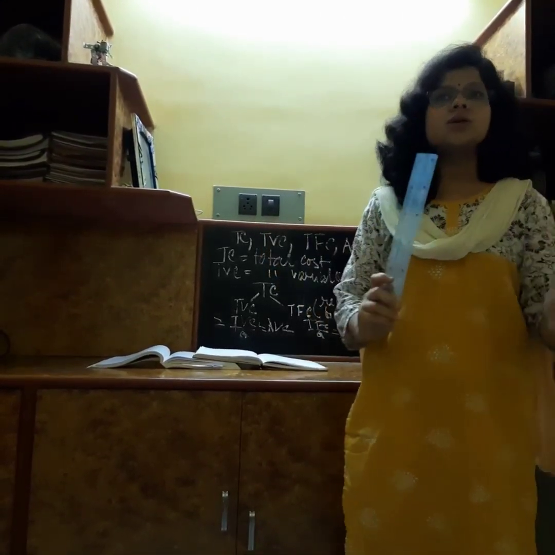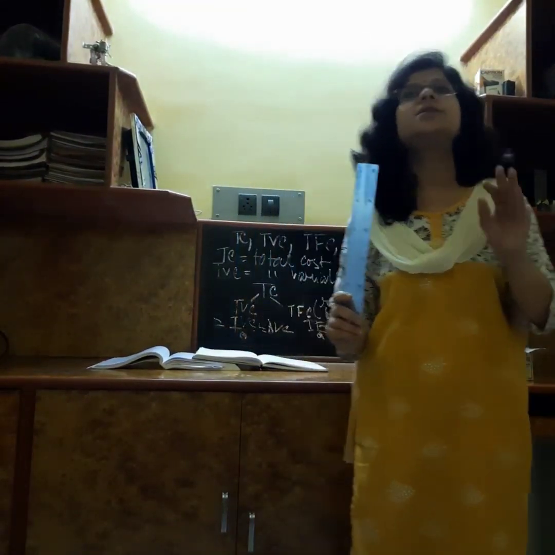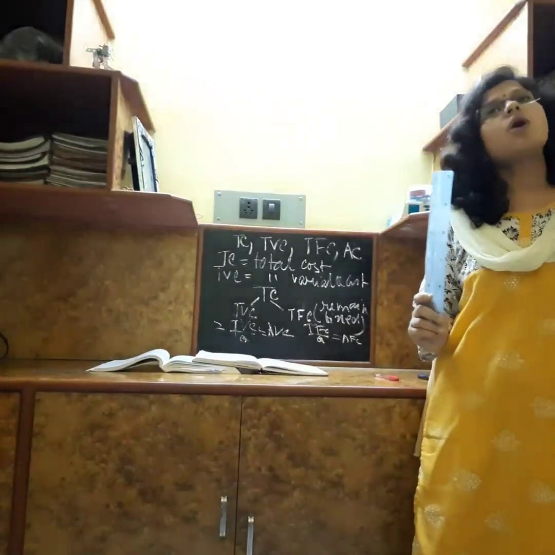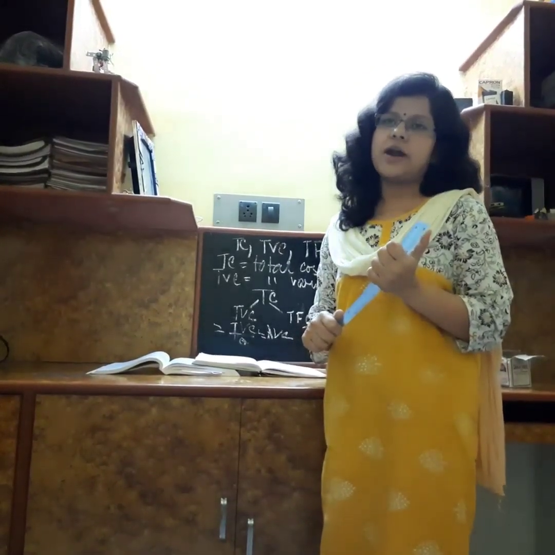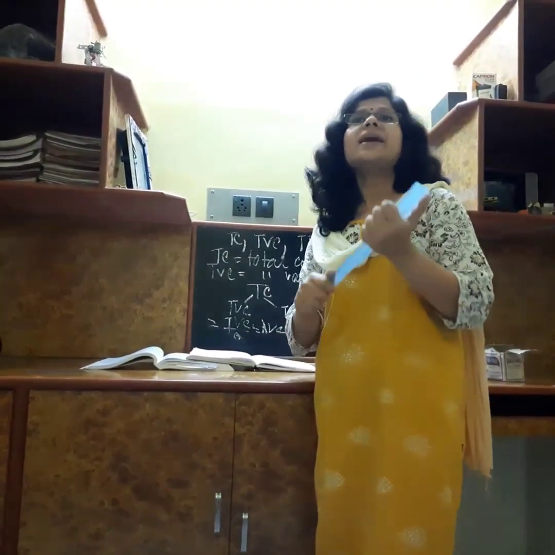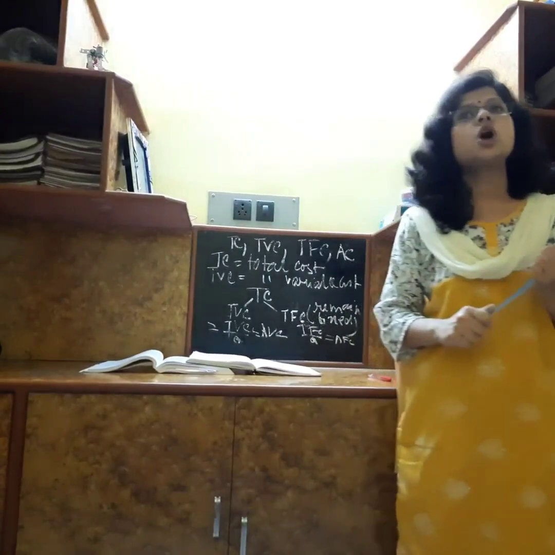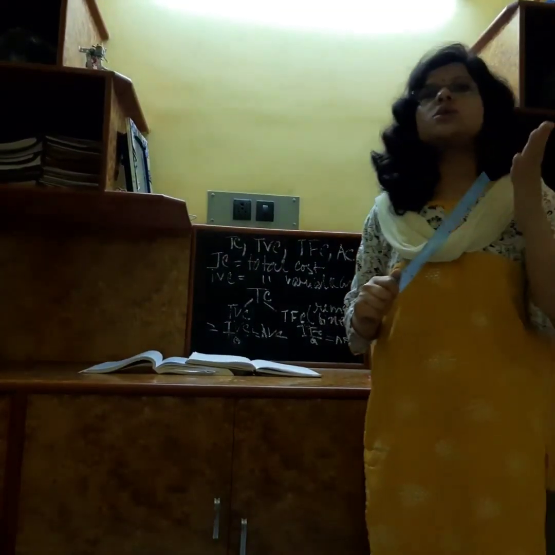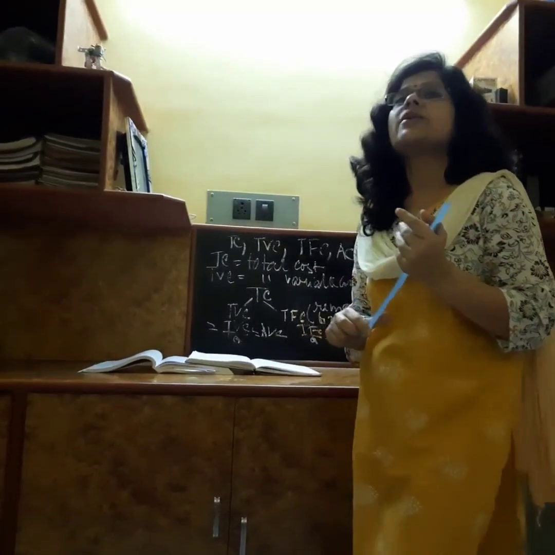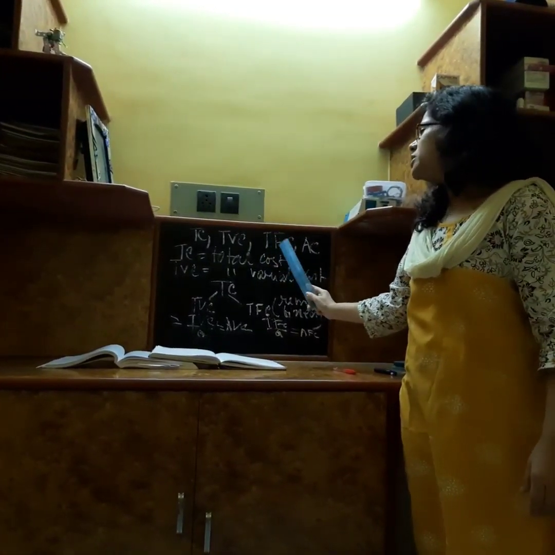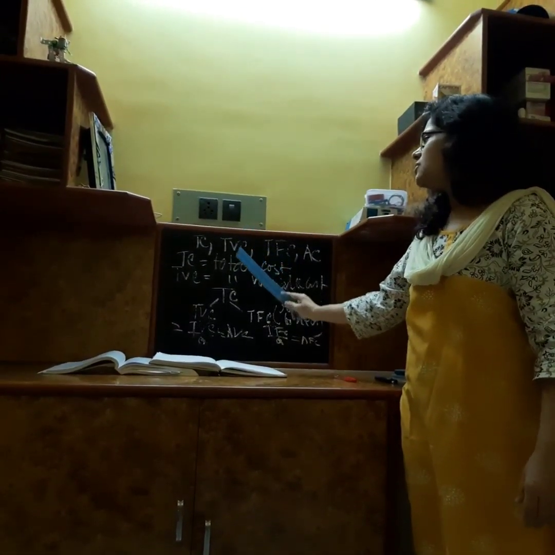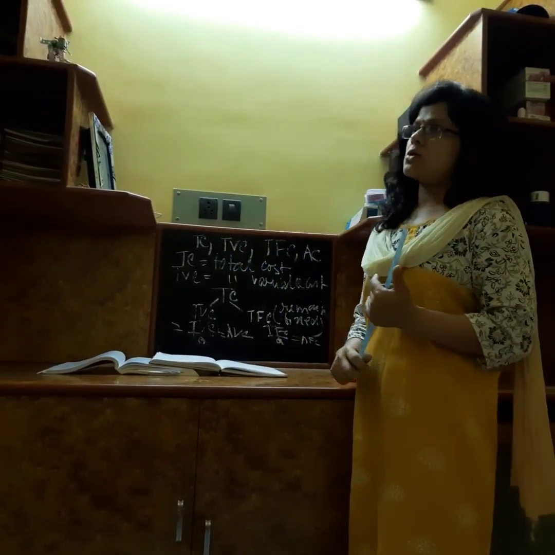Now this total cost can be divided into two parts because we are dealing with the short run only. I have already discussed that in the long run there is no fixed cost. All the costs are variable. But as we are dealing with the short run, total cost includes two types of cost. One is TFC, that is total fixed cost. Another one, total variable cost.